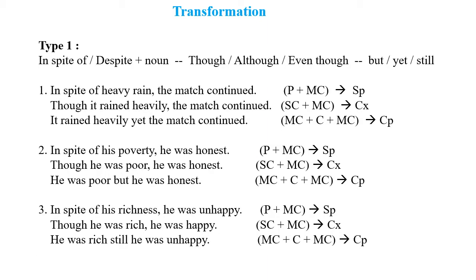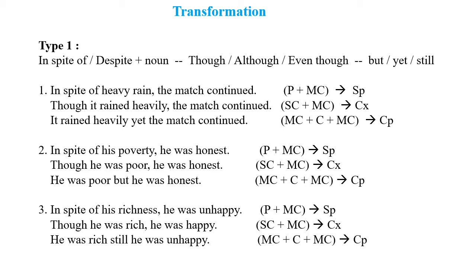The knowledge which we gained so far can be sharpened only by applications. Let's apply them in sentences. Type 1: in spite of or despite plus noun; though, although, even though; but, yet, still. These three things come in one type that we should keep in mind. In spite of heavy rain, the match continued. Though it rained heavily, the match continued. It rained heavily, yet the match continued.